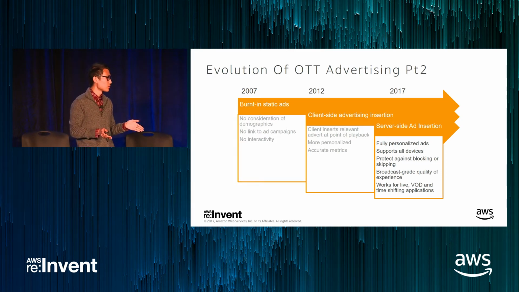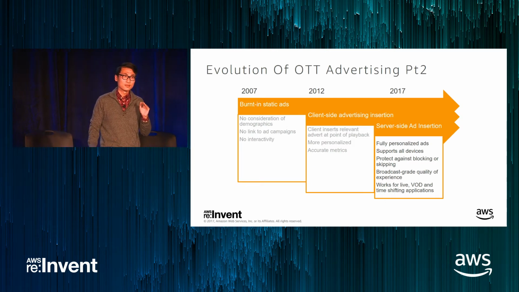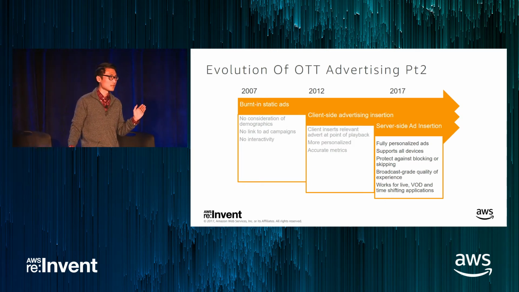In client-side ad insertion, you just have a manifest file with content segments, and the SDK makes a call out on top of those, on top of your stream, in order to invoke ad objects that then get inserted into the stream. So the difference between server-side and client-side ad insertion in that case is server-side ad insertion unifies the content and ad segments in one manifest file. Client-side ad insertion has a separate process doing it.